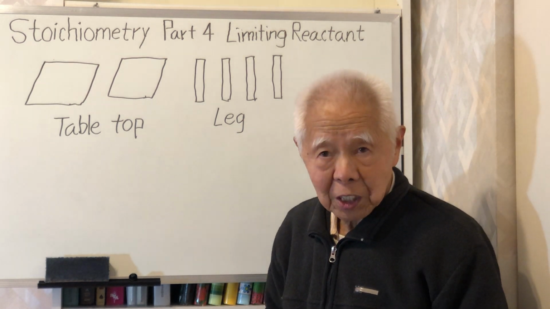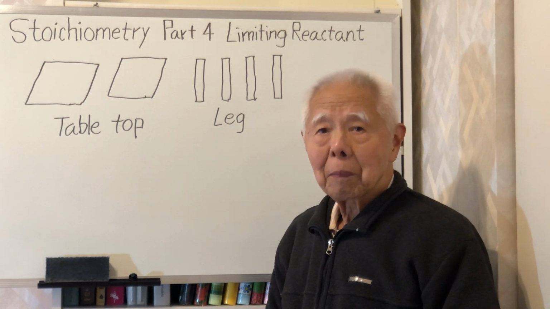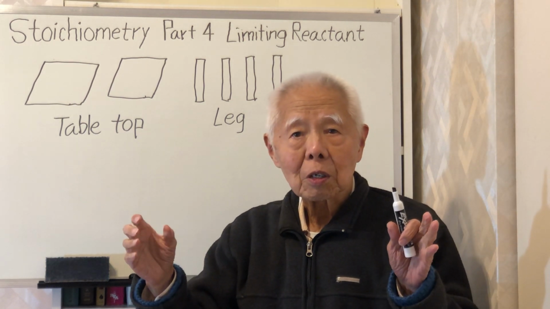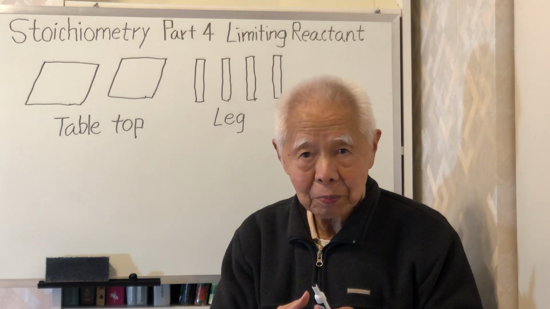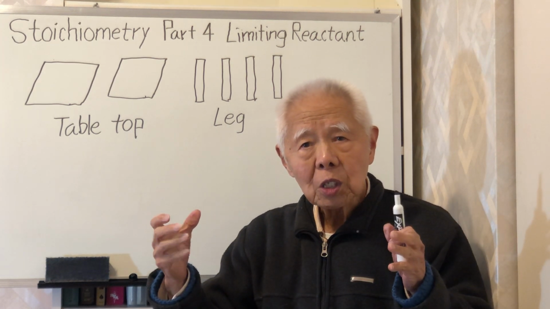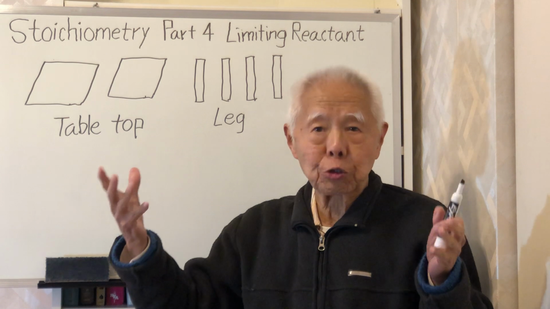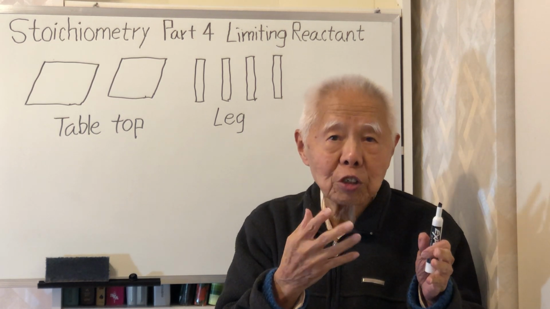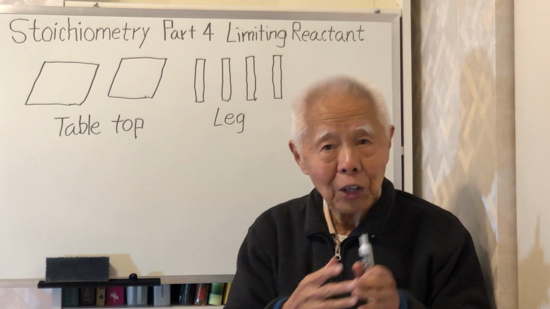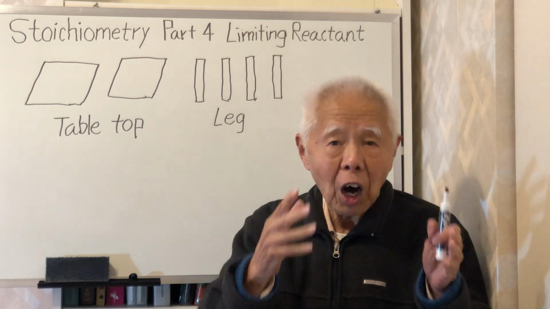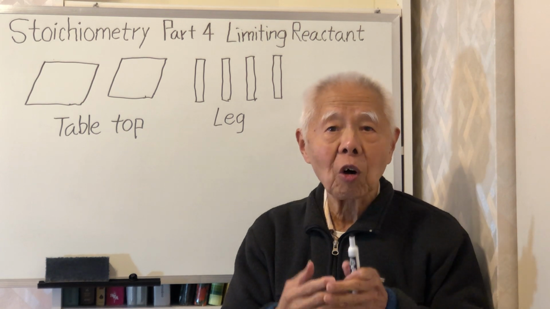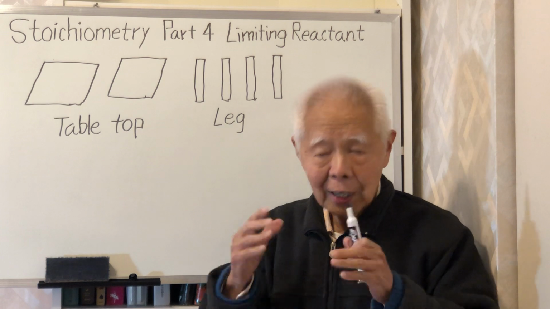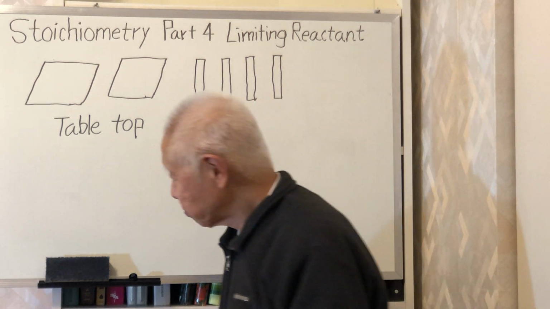Now in chemistry, for example, we have 2 chemicals react with each other. But maybe 1 chemical is too much, and the other chemical is not so much. Then the not so much chemical is called the limiting reactant. Let's have an example.